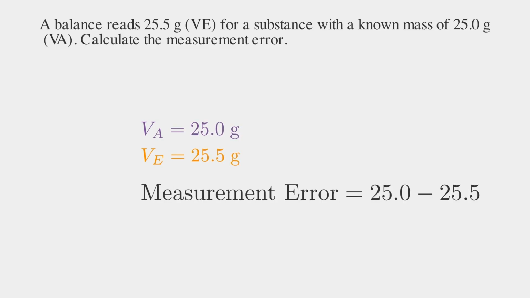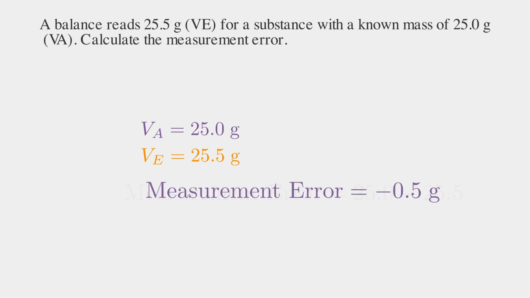In example 2, a balance reads 25.5 grams for a substance with known mass of 25 grams. Calculate the measurement error. In this case, V of A is 25 grams and V of E is 25.5 grams. So the error is 25 minus 25.5, which is minus 0.5 grams. This negative sign tells us the measurement was an overestimate.